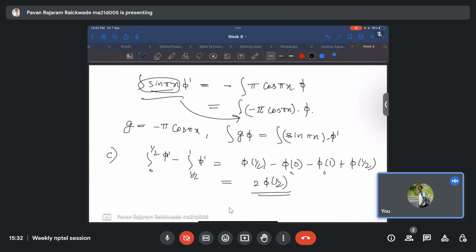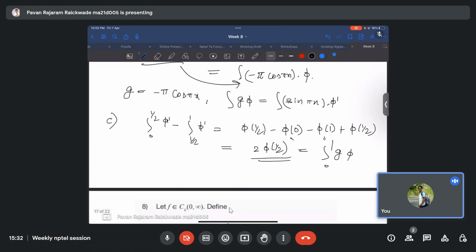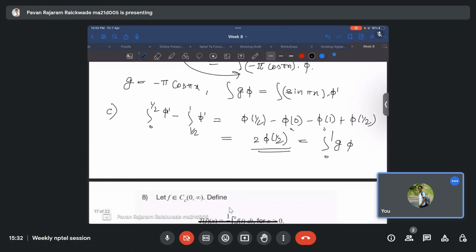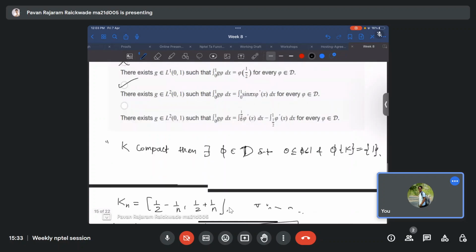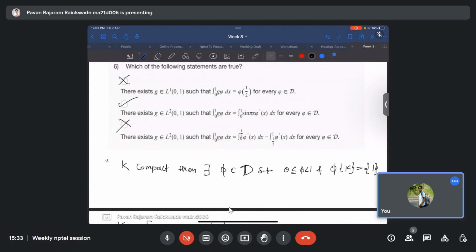If there exists a g, then this should be equal to the integral of g phi from 0 to 1. This is similar to part A, and it is not possible. We have shown in part A that this is not possible, because this would be a constant multiple of g of half, but we got a sequence phi n for which this was going to 0. So this also cannot happen. Part C is also false, so the only thing true here is part D.